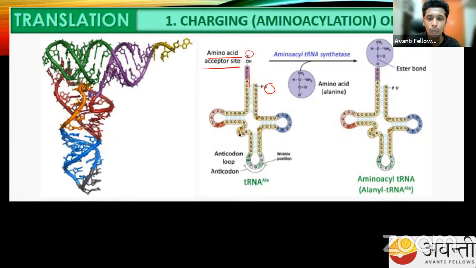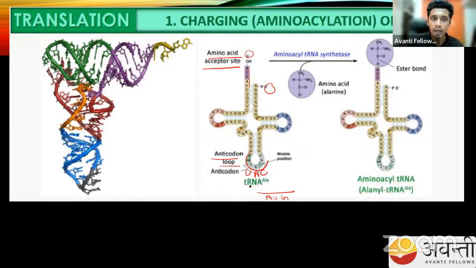Next we have the variable loop. And then we have another loop. See, you can see here, we have another loop called the anticodon loop. What is the anticodon loop? If I have the sequence AUG in my RNA, then in the tRNA, instead of A it will be U, instead of U it will be A, and instead of G it will be C.